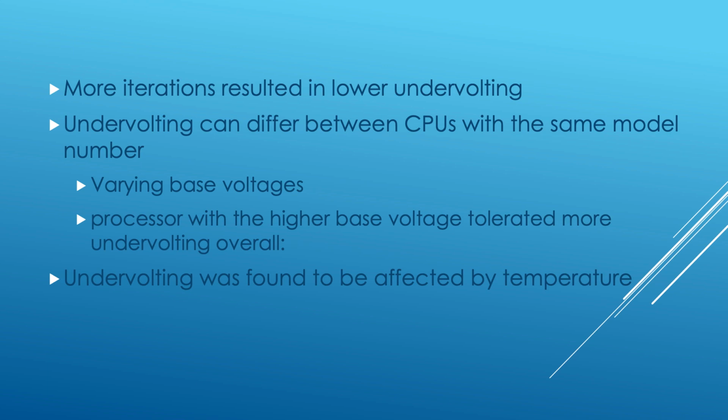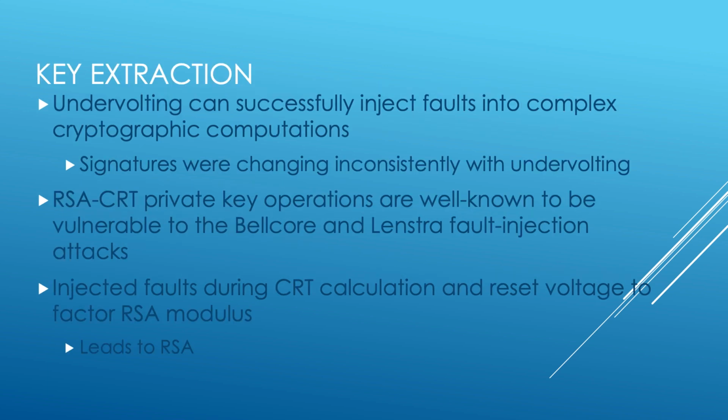Another thing that they also found was that temperature affected it. They could have the same processor running, but it would require a different level of undervolting depending on the temperature of the room. But that was just an observation. For the rest of the experiments, they always kept it at room temperature, so that wasn't something they considered in the rest of it.